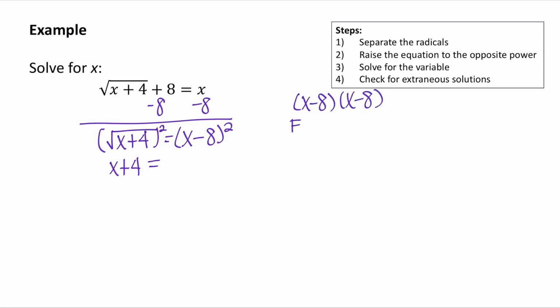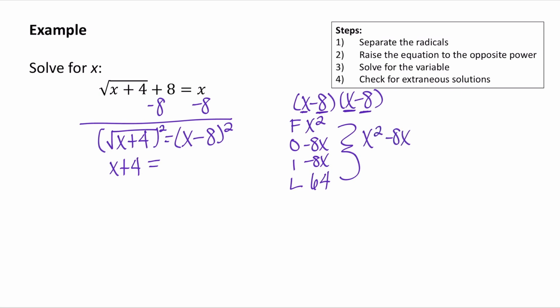Once again, I'm going to use FOIL to expand this out. So I have first times first, which is x squared. I have inside and outside, so outside gives me 8 times negative 8, which is negative 8x. Inside gives me negative 8 times x, which is negative 8x. And then last times last gives me 64. I'm going to add up all these terms, so I have x squared minus 8x plus 64, which gives me x squared minus 16x plus 64. So I'm going to plug this back into my original problem.